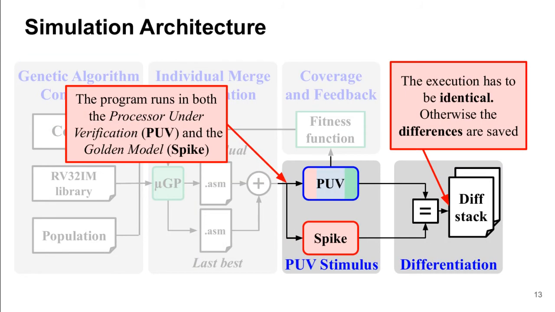The test by itself is running all these programs in both the processor, or POV, and the RISC-V ISA simulator Spike. The execution per each instruction is extracted and compared. Any difference between the execution in the two environments will be stored in the stack to be debugged afterwards.